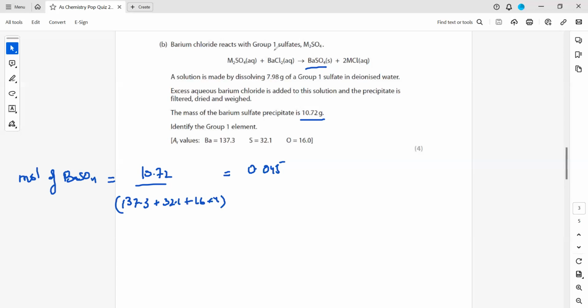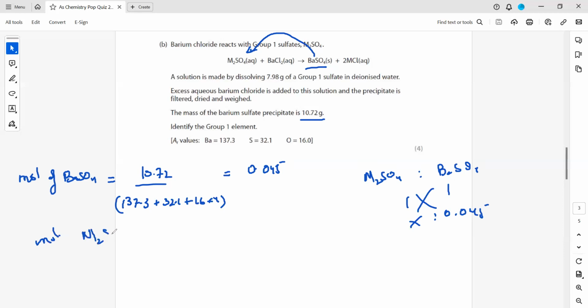Now using this, we'll work out the moles of this compound. M is any group 1 element, M2SO4, and barium sulfate, the ratio is 1:1. So if we have 0.045 moles of barium sulfate, how many moles of M2SO4? We get the same answer. So the moles of this compound M2SO4 are 0.045. So we got the moles as well.